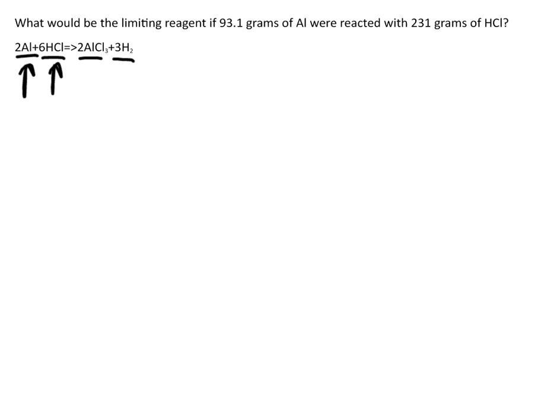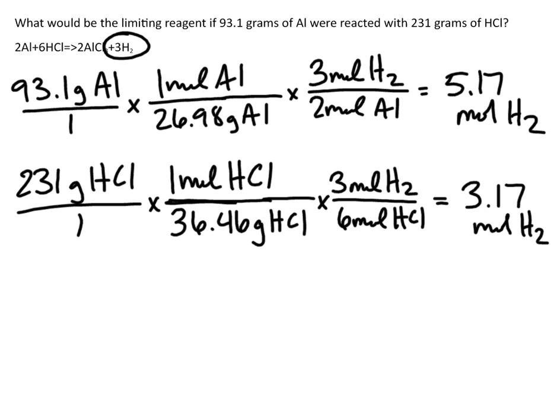So, what would be the limiting reactant if 93.1 grams of aluminum were reacted with 231 grams of hydrochloric acid? Let's go ahead and pause it and clean things up. Alright, just to save some time, I already have the problem worked out. I'm just going to walk you through what I did. I need to find the limiting reactant. I just picked a product. I picked hydrogen gas.